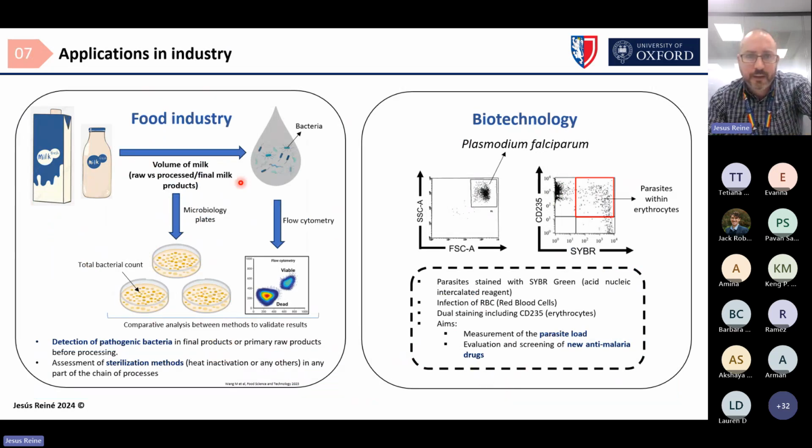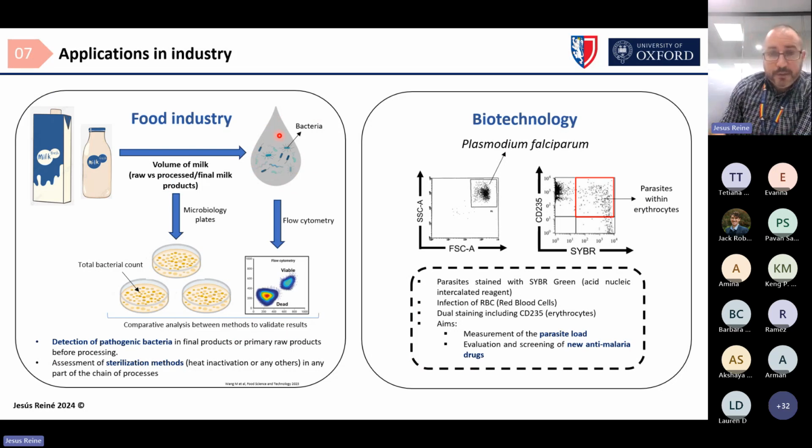For example, in industry, one of the most important products we usually can find in the supermarket is milk. The food industry has a heavy weight in the economy. So most of these products are required to be submitted to very specific controls before being sold in any supermarket. So what people usually do in the companies is take a volume of the milk. This milk can come from the raw product or processed final milk products, and they try to identify the amount of bacteria that they have, okay?